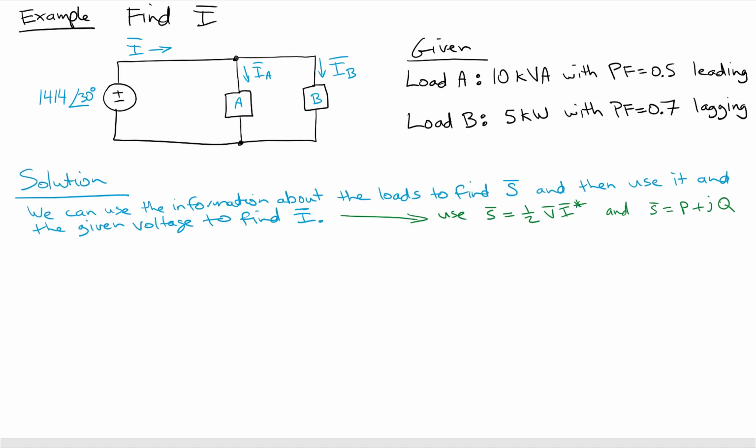So what we're going to do is use the information about the loads to find the complex power phasor. So we have our basic equation here for the complex power. And what do we know? Well, we know the voltage phasor. We want to find the current, but we have to be careful because this expression gives that current in terms of the complex conjugate. And if we were to know S, then we could solve for the current.